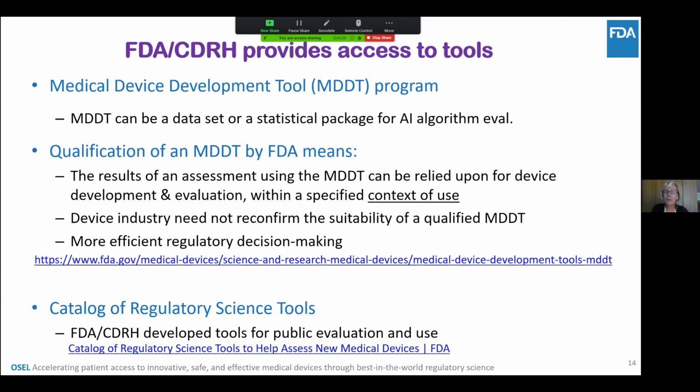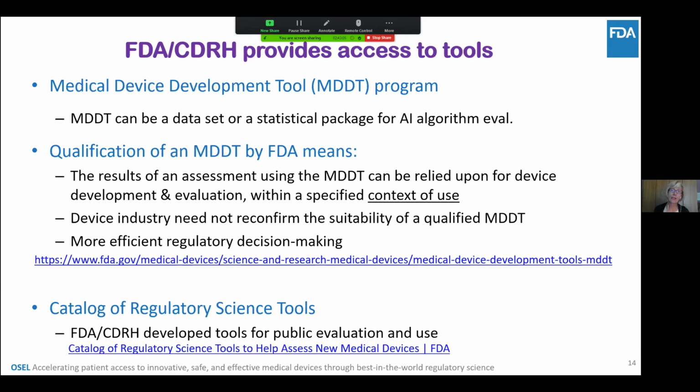We make a lot of tools available, and we do this in two ways. Maybe you have heard of the Medical Device Development Tool Program, which is a way that we qualify an approach for providing evidence to us regarding the ability of an algorithm to perform. In the AI space, an MDDT could be a data set, or it could be a statistical package for AI algorithm evaluation, or a framework.